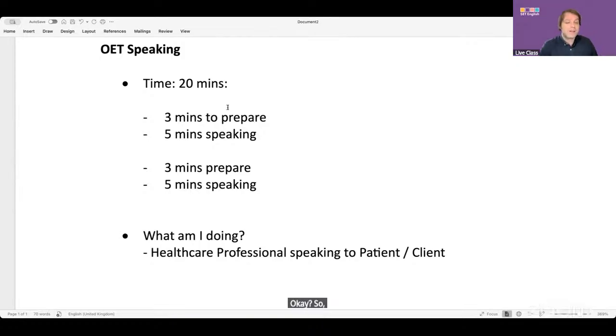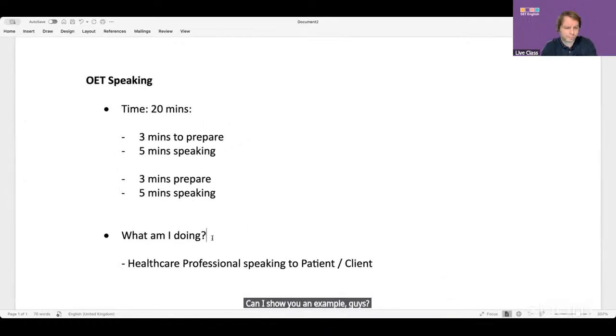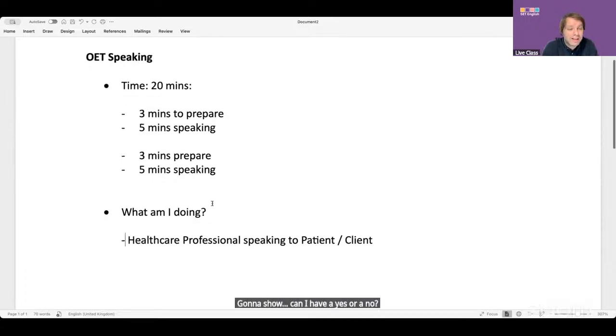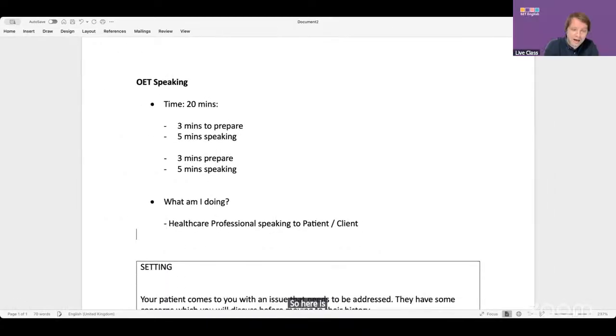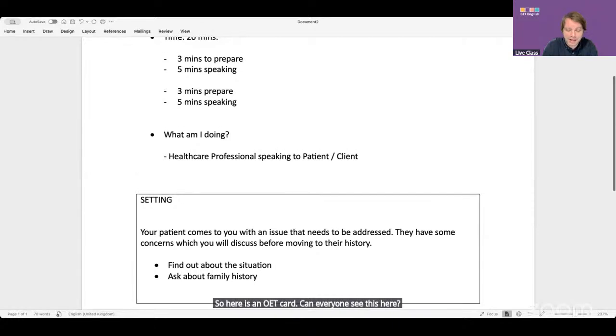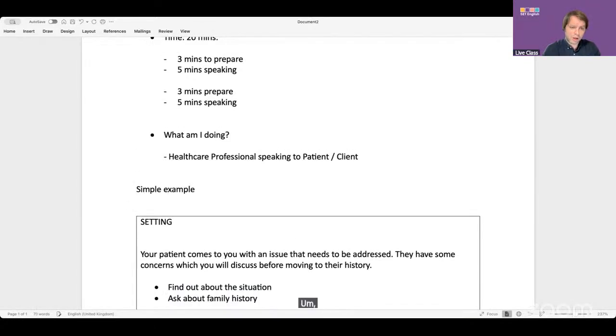So this is the test. Can I show you an example, guys? Can I have a yes or a no? Would you like to see an example of this? Yes, please. Yeah. So here is an OET card. Can everyone see this here? I made this card, but it's a simple example. Example of a cue card.